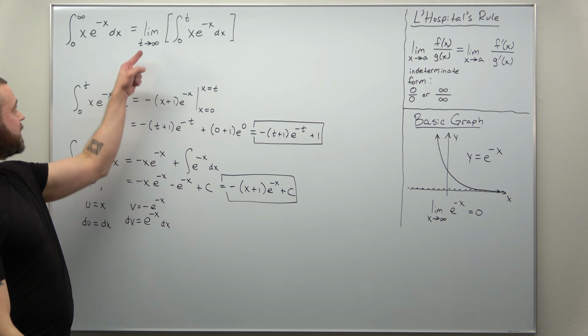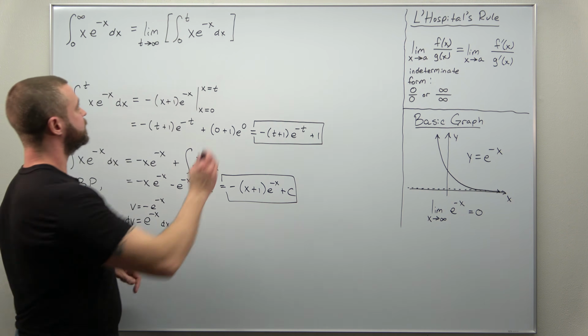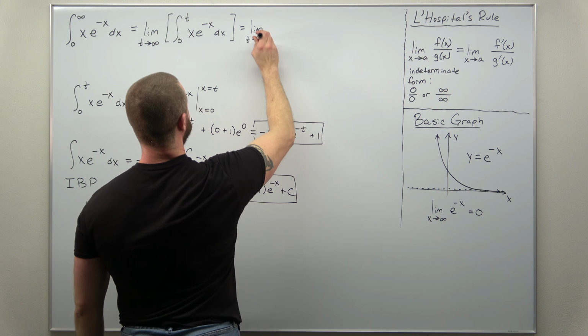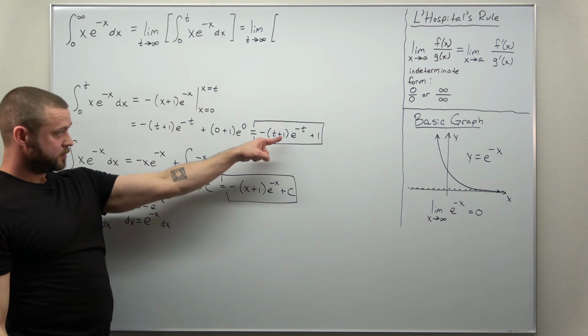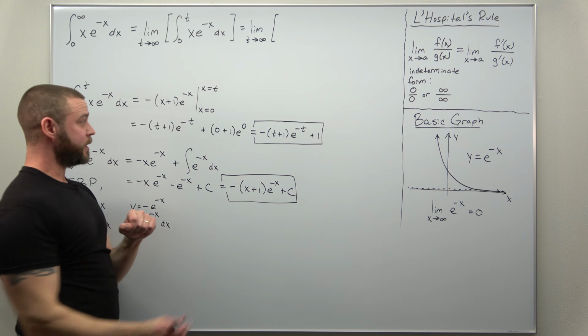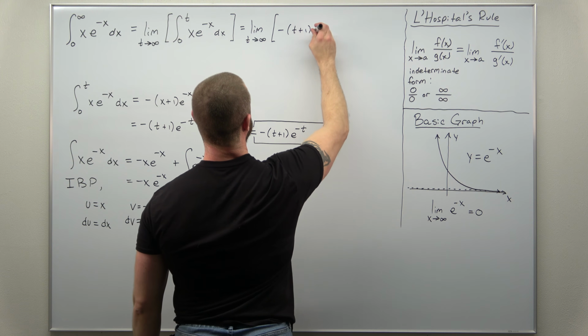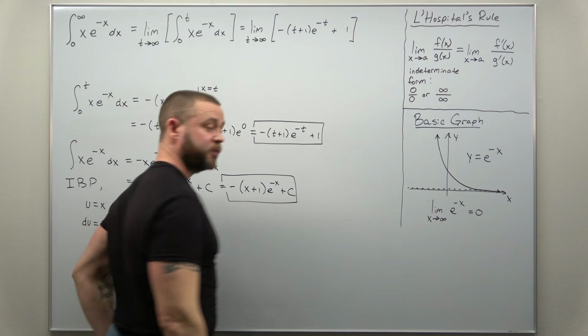And now we can evaluate the limit. So let's go ahead and plug that in right up here. We have the limit as t approaches infinity. And then we're taking the limit of the answer we got from evaluating the integral. Negative t plus 1 times e to the negative t plus 1.